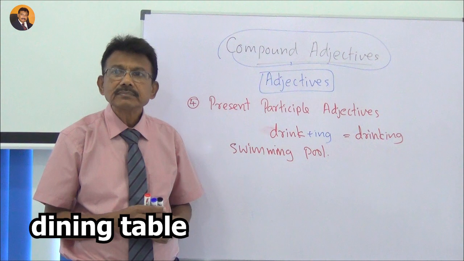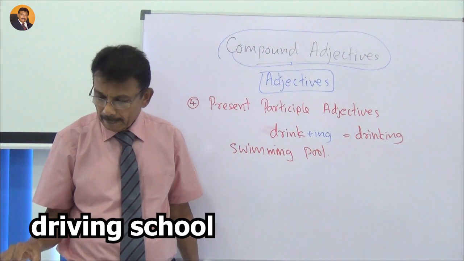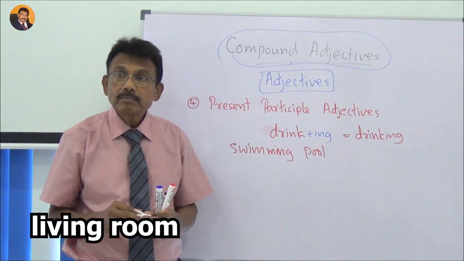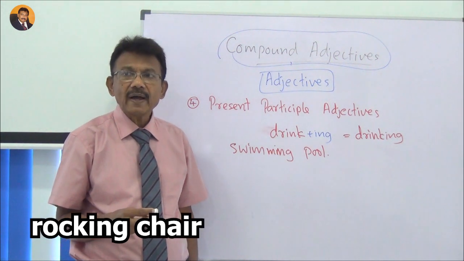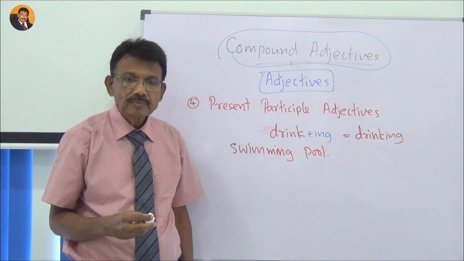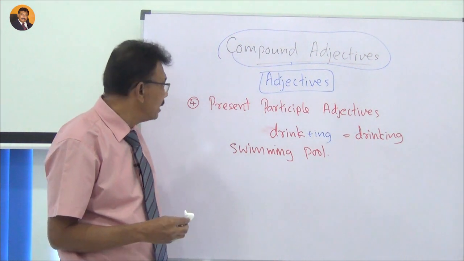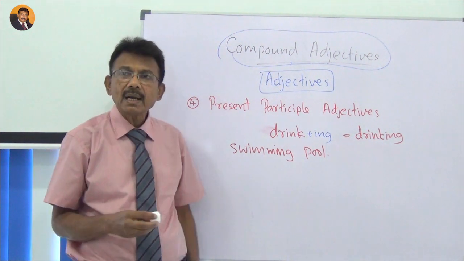Dining table, drive-in school, living room, rocking chair. So there are many. So that is present participle adjectives.